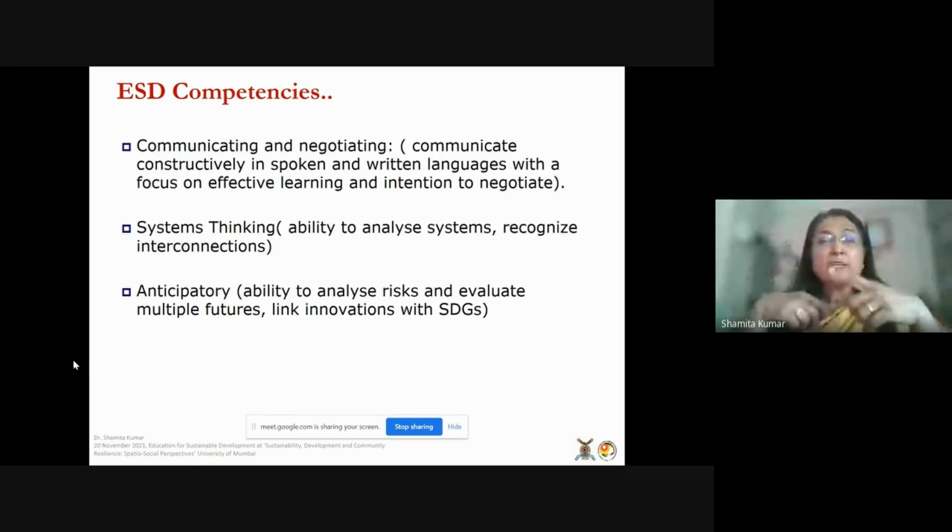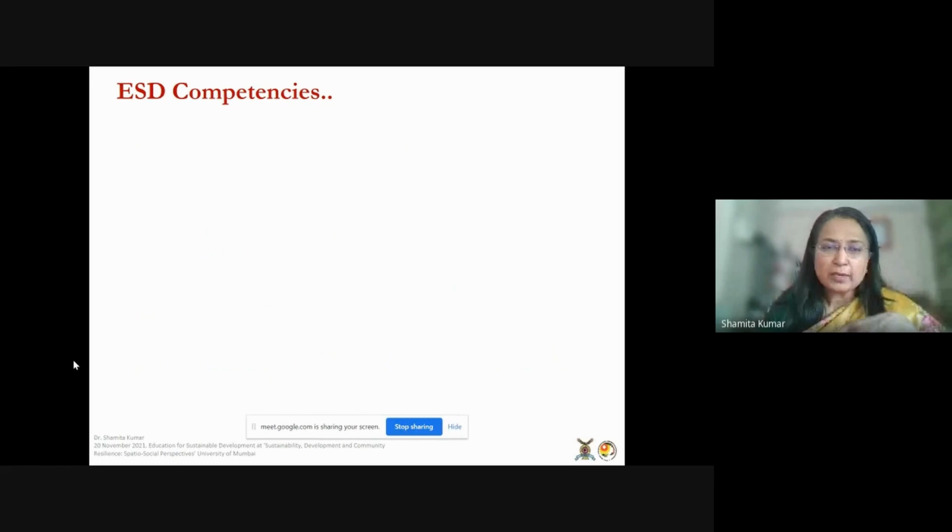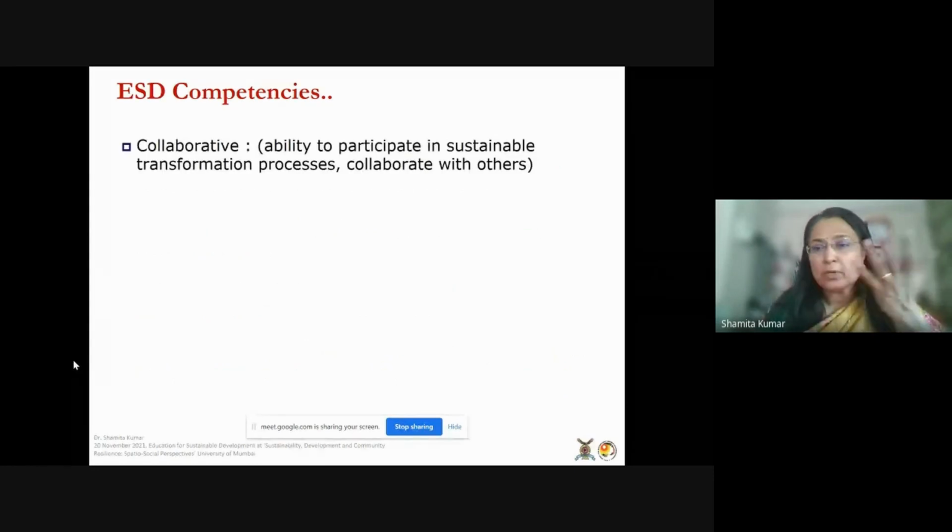Anticipatory, the ability to evaluate the risks. So if I do this, then this is what is going to happen. If we do this, then this is what is going to happen. And all of these can be built into case studies, into our practicals, into our lectures, into the co-curricular work that we do. And of course, the competency of self-awareness, being very sure of what we need. And if you look at ESD, this is also what NEP talks about.